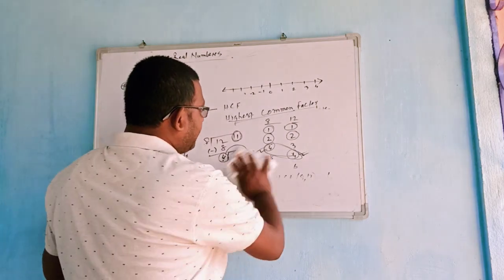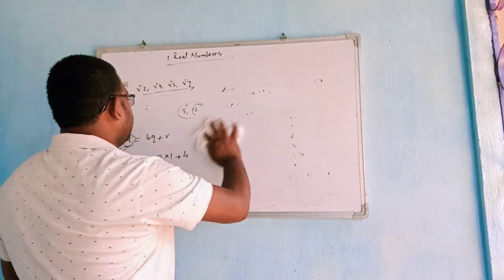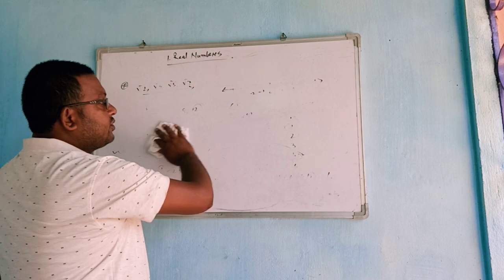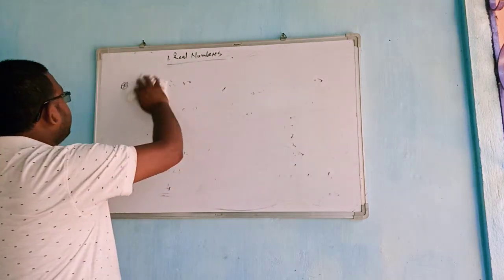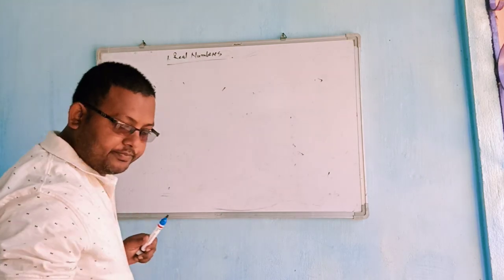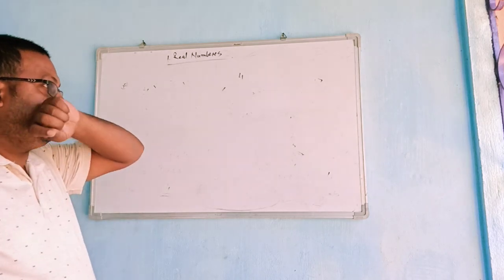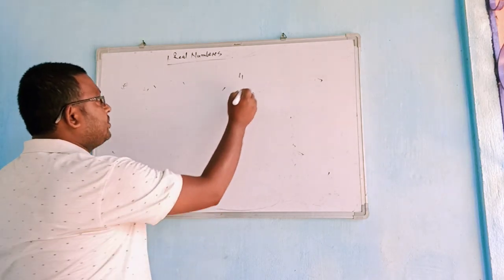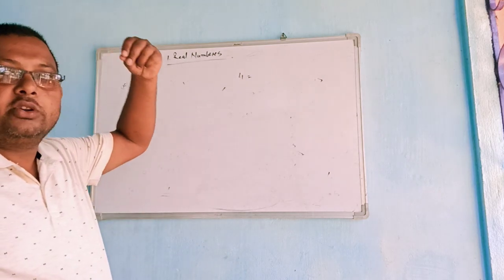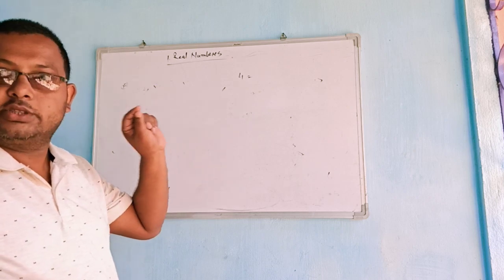Now another main topic is given, which is the fundamental arithmetic theorem. So what is the fundamental arithmetic theorem? Every composite number is a product of primes. Suppose 4 is a composite number. So what is a composite number? A number which has more than 2 factors is said to be a composite number.